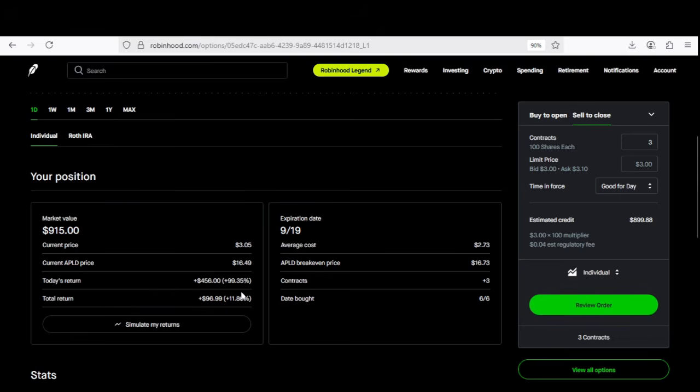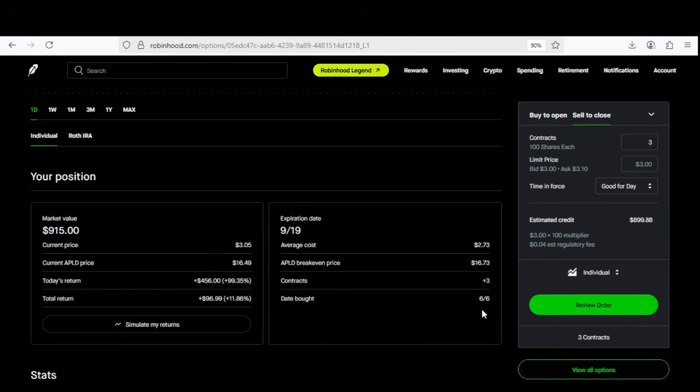So whenever this percentage total return gets above 20%, I'll be looking to close out this trade and lock in my investment gains. Now, the date I bought this is June 6th. Now, this here is very hard to do. Let me tell you why.